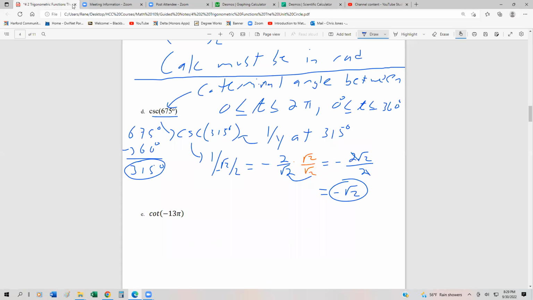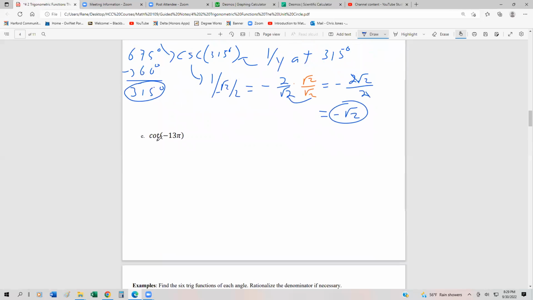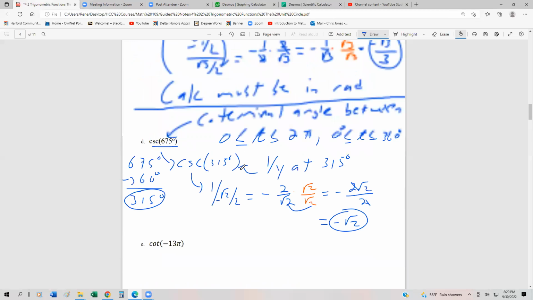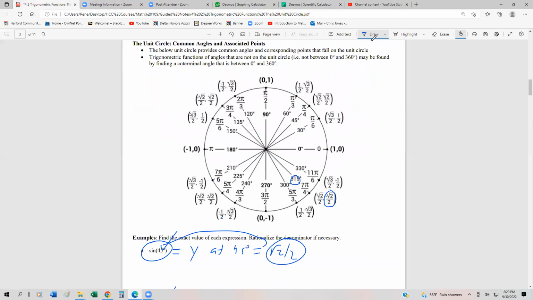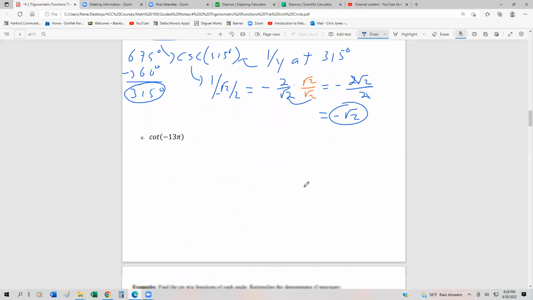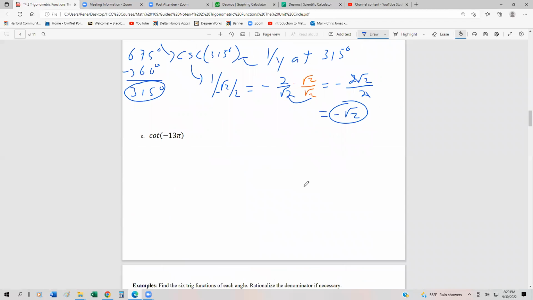All right, so one last example. We have the opposite of the cotangent of negative 13 pi. Once again, we don't go to our unit circle, and we certainly don't see negative 13 pi. So what we need to do is get a coterminal angle that's somewhere in here. So remember, to get a coterminal angle in radians, we're just going to continuously add 2 pi. All right, so we're just going to add 2 pi.